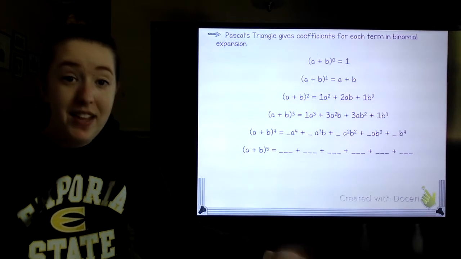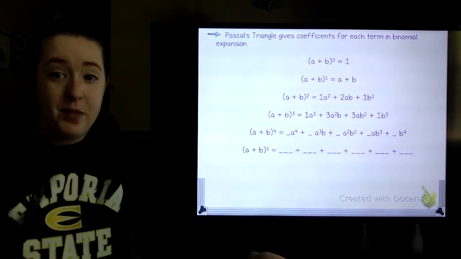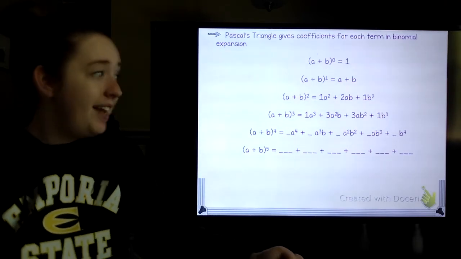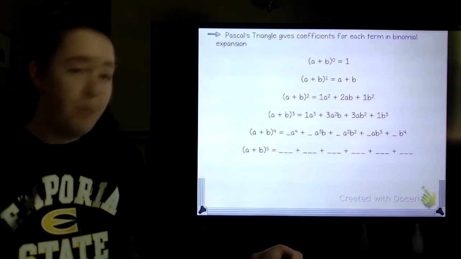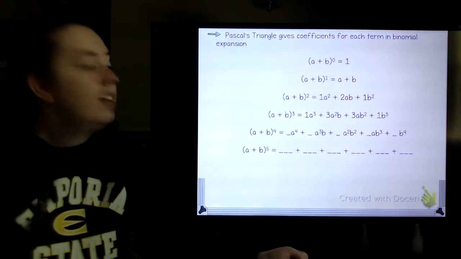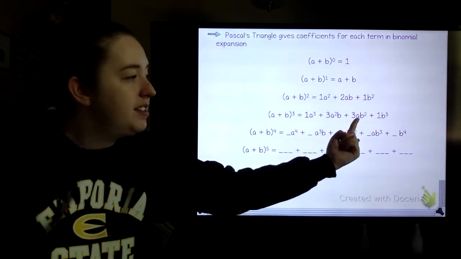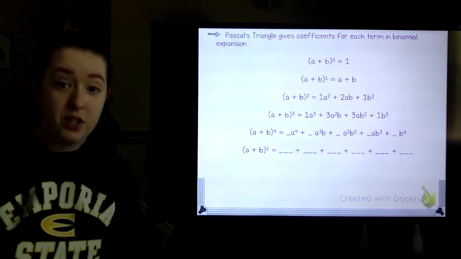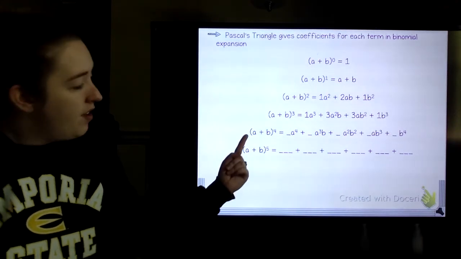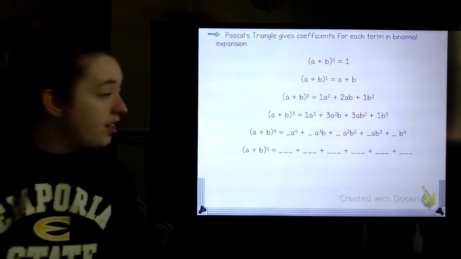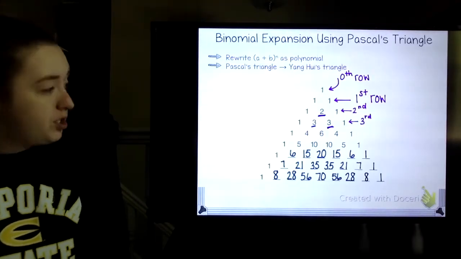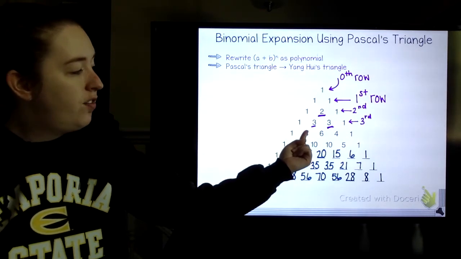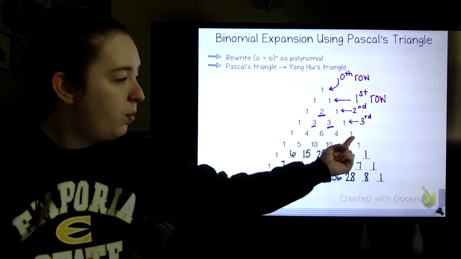Then when we start to square things, we would take a plus b times a plus b. When we multiply all that out and then combine like terms, we would end up with 1a squared plus 2ab plus 1b squared. So if you notice, the coefficients for each of these match up with the row in Pascal's triangle. So if we were to look at a plus b to the 4th, then I would go to the 4th row of Pascal's triangle right here. So my coefficients are going to go 1, 4, 6, 4, 1.